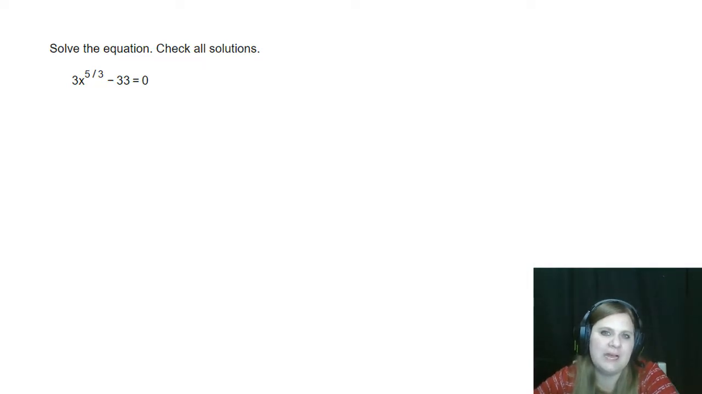All right, so now that we did all that work to find no solution, try finding this one. Remember to isolate, then raise both sides to the reciprocal. And if you can turn it into a radical form and simplify, do that as well.